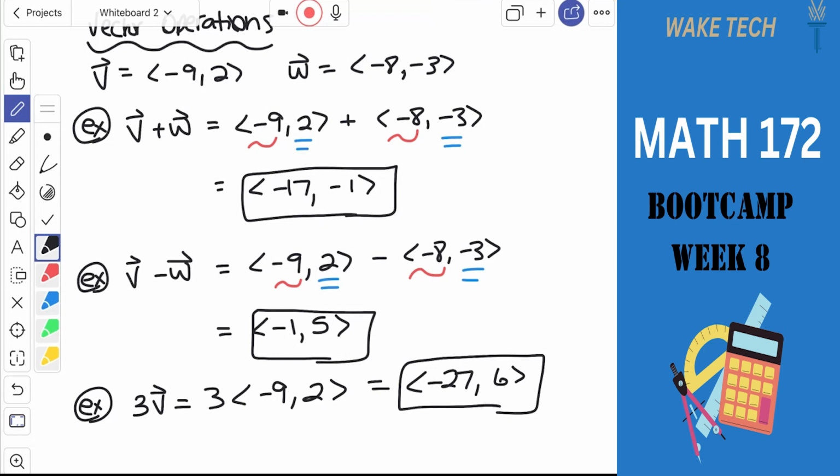So what we're interested in doing with this is answering application questions. That's the topic for the week, applications of vectors. And so the general idea is that if we have multiple forces acting on an individual item, the net effect will be found by adding the vectors that represent all of those forces.